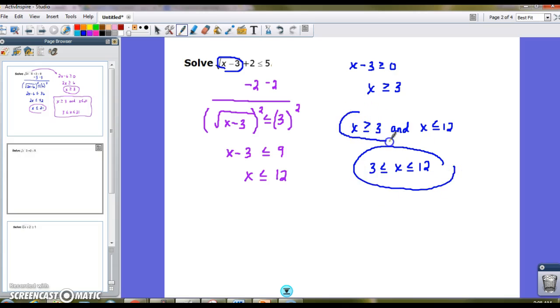Okay, so either one of those is correct. You can write it either way.